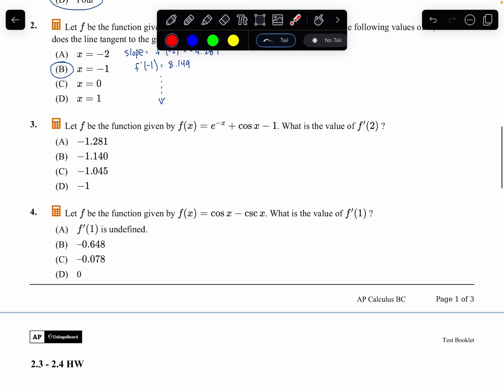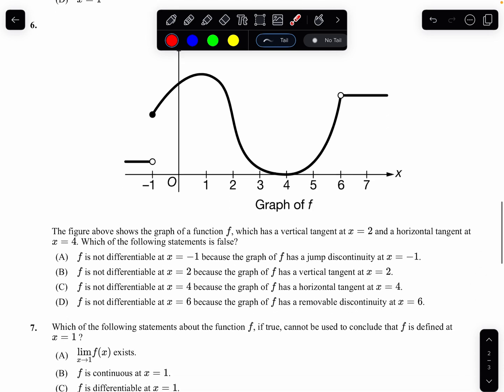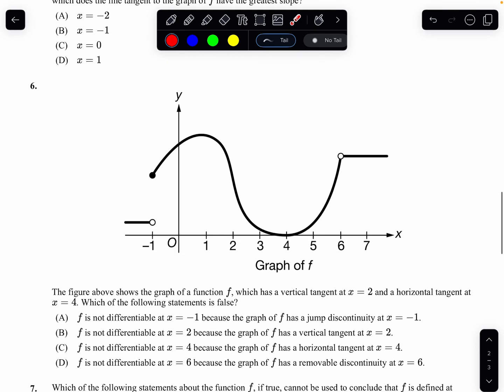So that's all you're doing for 2, 3, 4, 5, just plugging those in. Okay, for 6, the figure above shows the graph of f, which has a vertical tangent at x equals 2. So at 2, we have a vertical tangent, so that means slope is not defined there. And a horizontal tangent at x equals 4. That means that slope is defined here. Slope is 0. Which of the following statements is false?